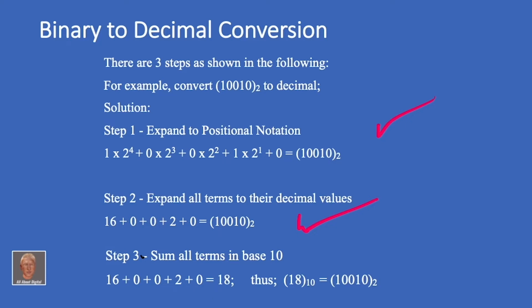Now the third step was we sum all terms in base 10, which means you sum them in decimal. So let's sum them all up. 16 plus 0 plus 0 plus 2 equals 16 plus 2 is 18. Thus, 18 base 10 is equal to 10010 base 2. Okay, that's it. We're done.